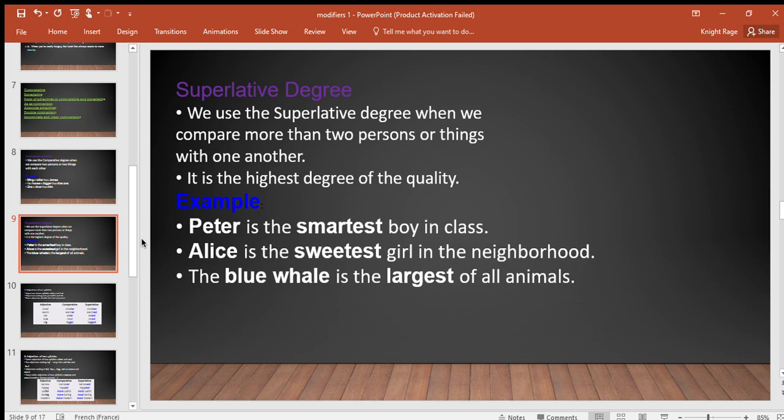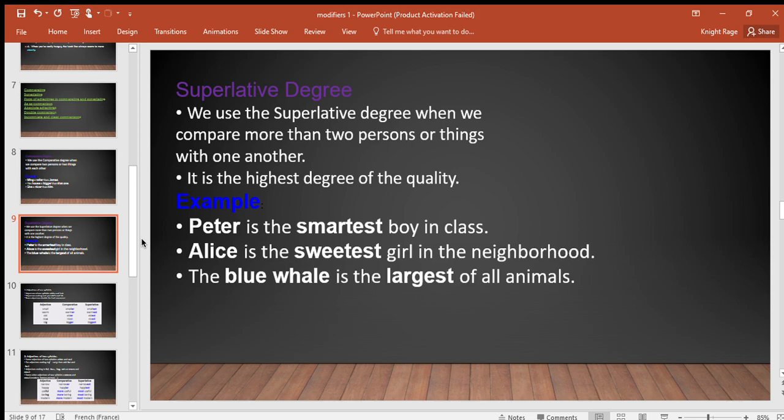Superlative degree. We use the superlative degree when we compare more than two persons or things with one another. It's the highest degree of the quality, when I want to say someone is the top of something. Peter is the smartest boy in class. It means no one is smarter than Peter. Alice is the sweetest girl in the neighborhood. It means no one is sweeter than her. The blue whale is the largest of all animals. Here I mean that no animal is larger than the blue whale.